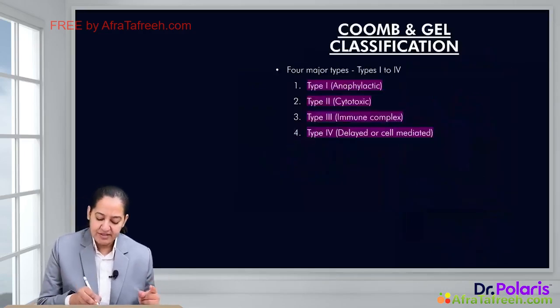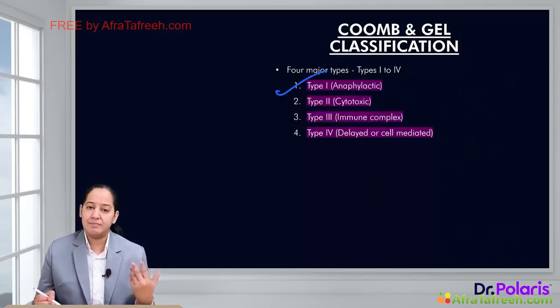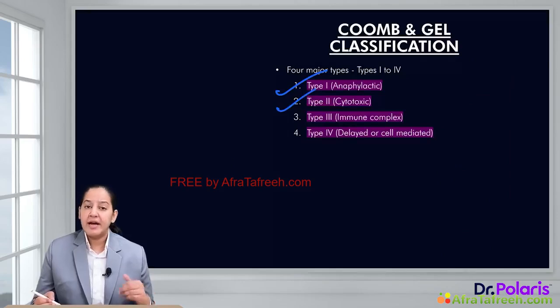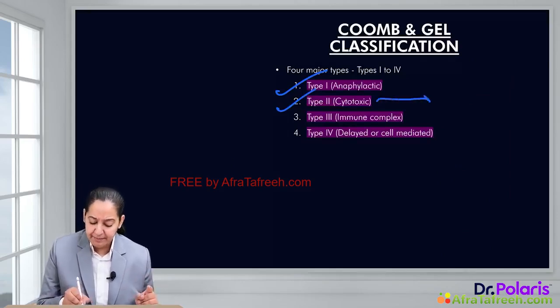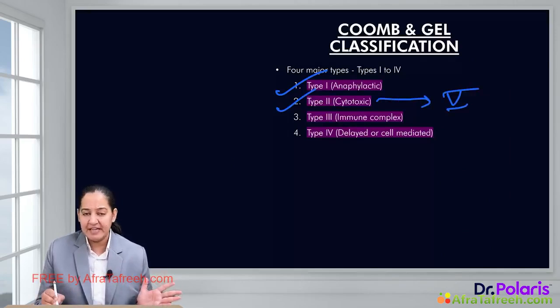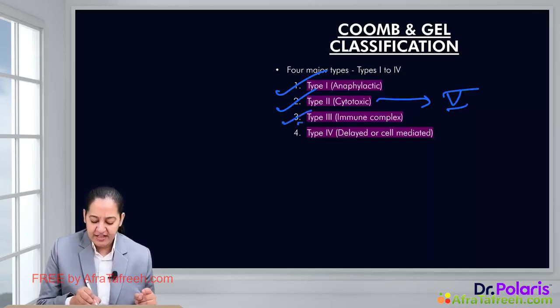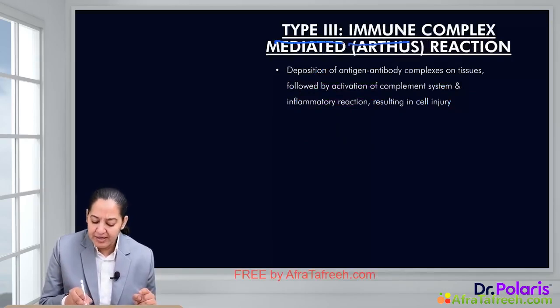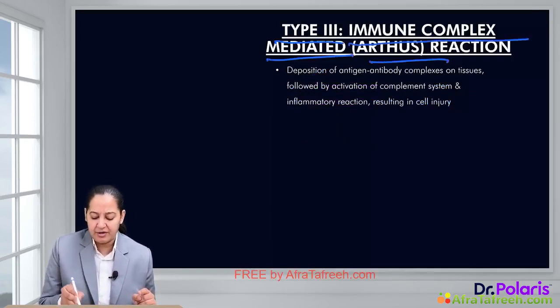So we are done with type 1 hypersensitivity reaction, its pathogenesis, its examples. We are done with type 2 hypersensitivity reaction, its pathogenesis, examples. A special type of type 2, that is type 5, the stimulatory variant of type 2, is also completed. Now I'm coming to type 3. The type 3 hypersensitivity reaction, also known as the immune complex mediated reaction, Arthus reaction.